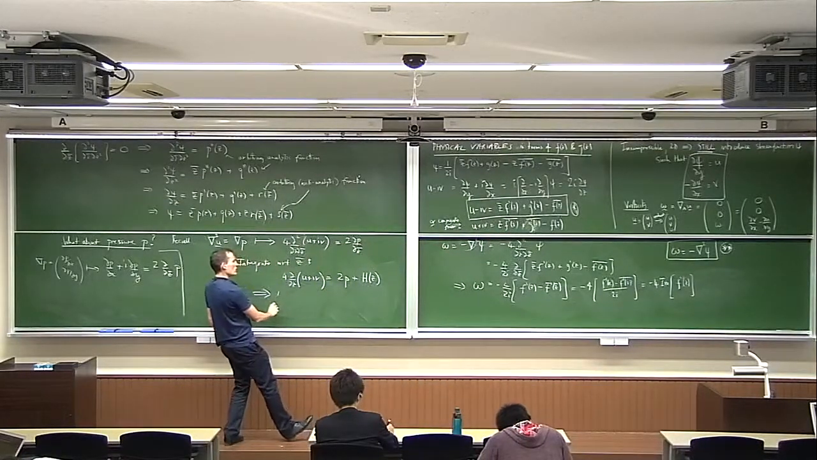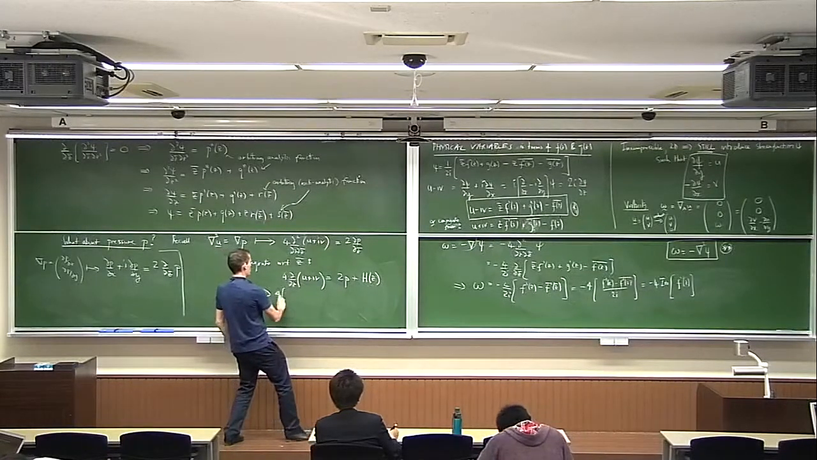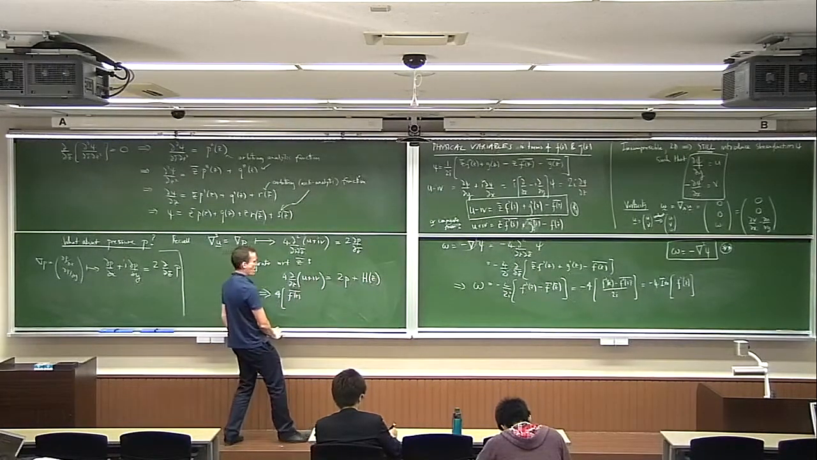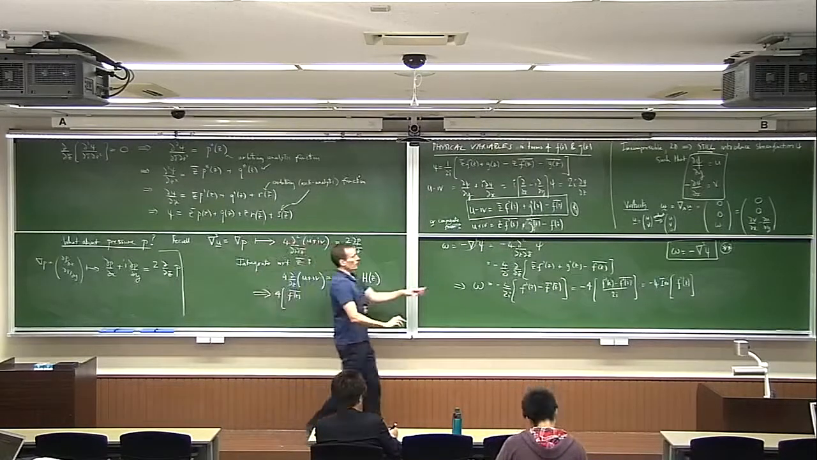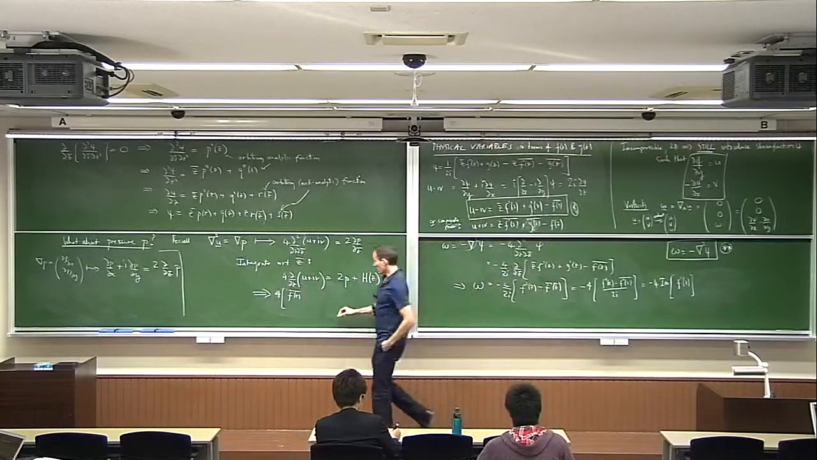Okay, let's keep the 4 there. I'm taking z derivative of that. So what do I get? I get 4 that. This one doesn't give me anything because it's anti-analytic. And then I get minus f prime.